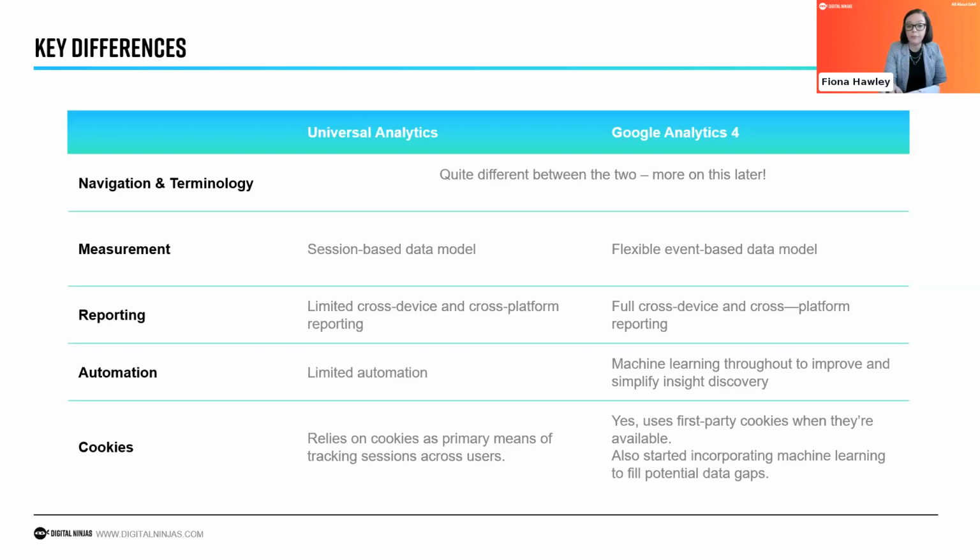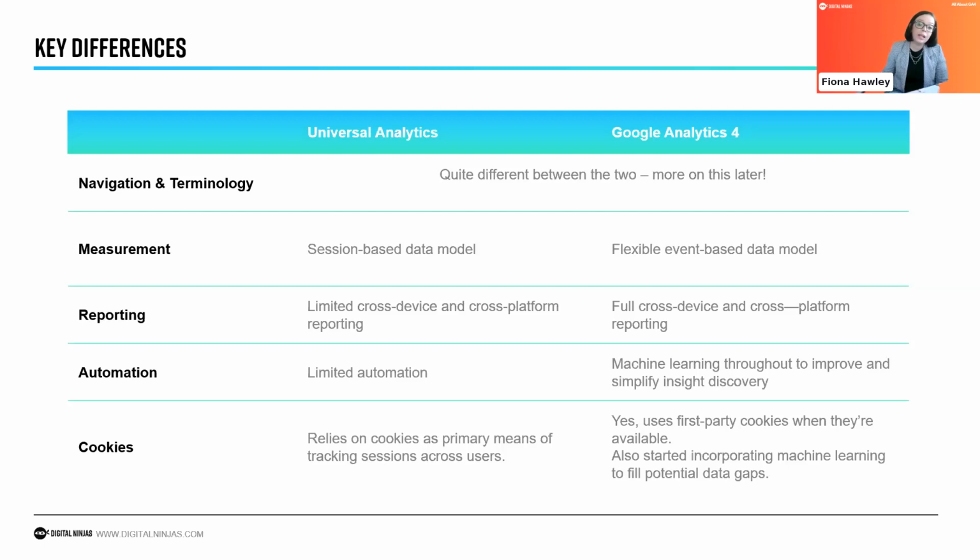Speaking of automation, both Universal Analytics and Google Analytics 4 offered automated features that helped organizations save time and optimize their data analysis process. However, the type of automation available in each platform differs greatly.